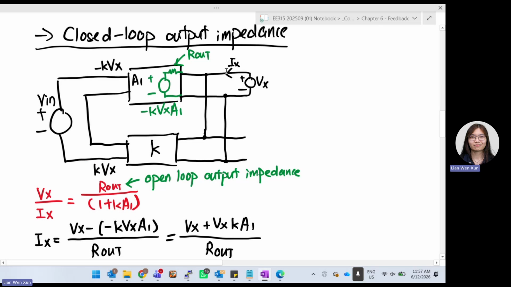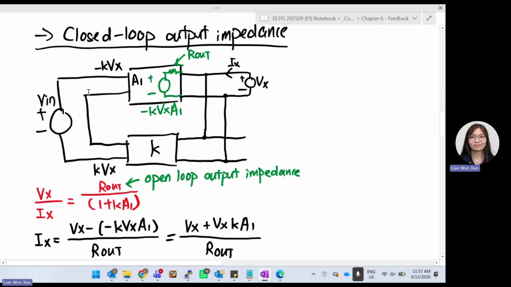This current, what exactly is this current? We want to find out the current, meaning we want to find V over R. So this current basically is Vx minus what happens at this point. What exactly happens at this point? We can say this is your K, this is your Vx. Vx is in parallel to your input of K, so your K output is also getting Vx. So this is KVx.